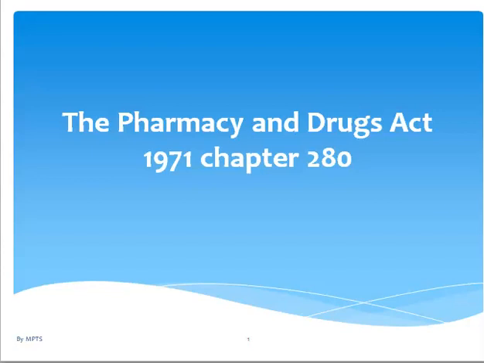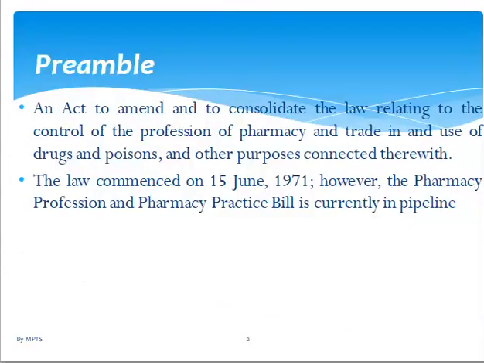So today's topic is the Pharmacy and Drugs Act 1971, which is now Chapter 280 in the Constitution of Uganda. Of course, by then, it was the Act to amend and consolidate the law relating to the control of the profession of pharmacy and trade in and use of drugs and poisons and other purposes therewith. Of course, this was the preamble of the Act.